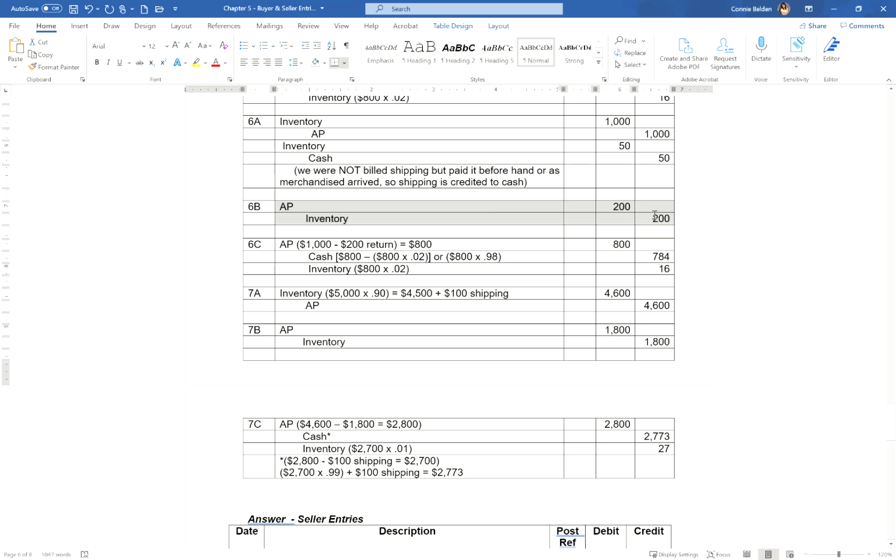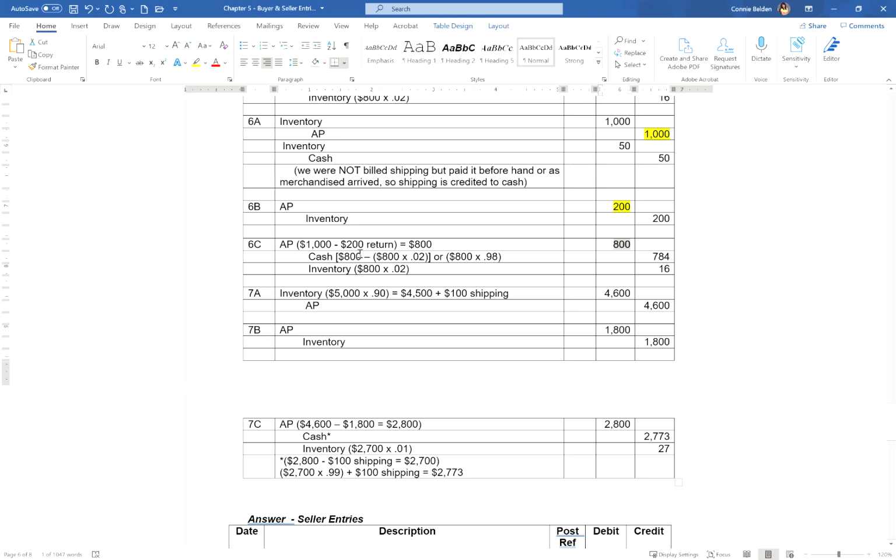For the return, that's exactly the same as 5B. I'll reverse my previous entry. I'll debit accounts payable for $200 and take it out of inventory with a credit. So now let's look at our accounts payable for 6C when it comes time to pay it off. Okay, we were not billed for shipping, so we have a credit of $1,000 and a debit of $200. That's what's going to my accounts payable. So 1,000 minus 200 means I still owe 800 in accounts payable. So 800 is debited for accounts payable.